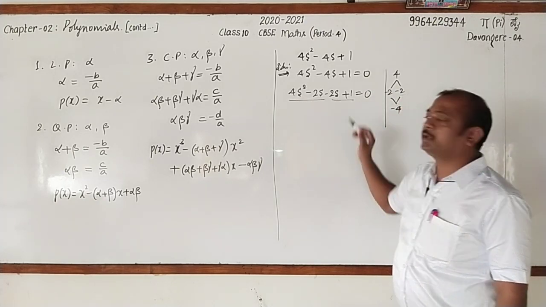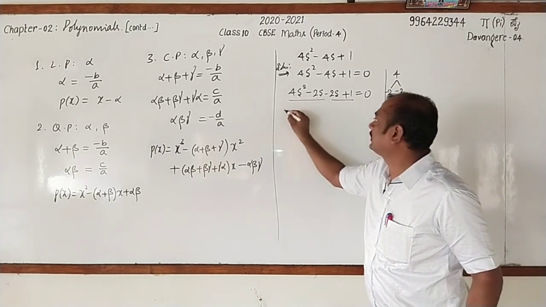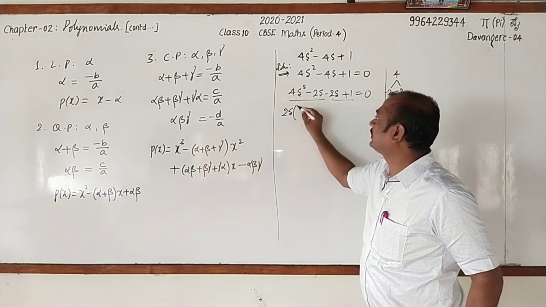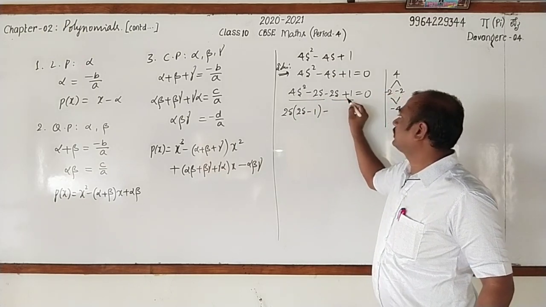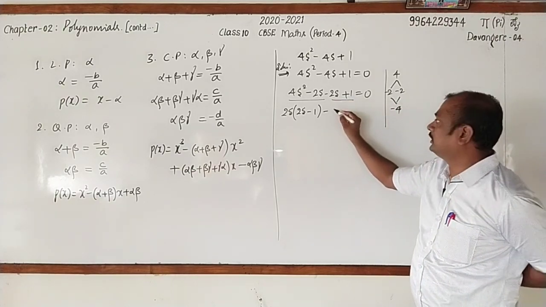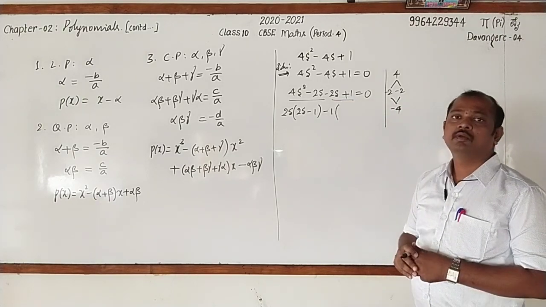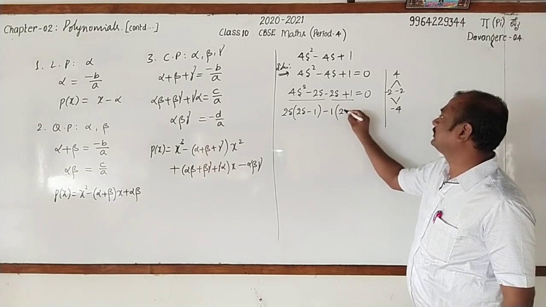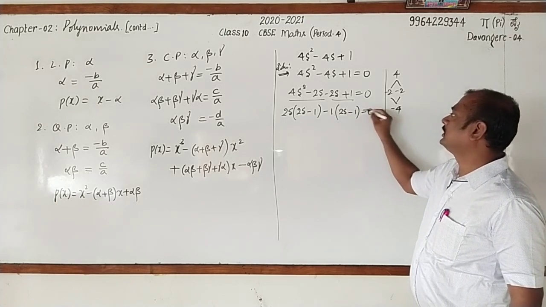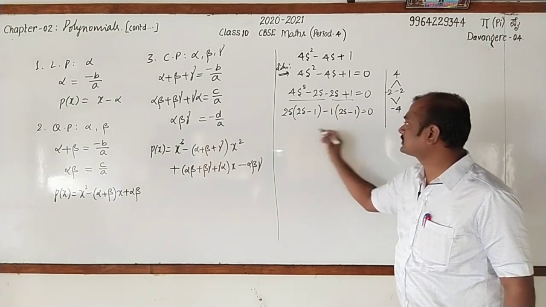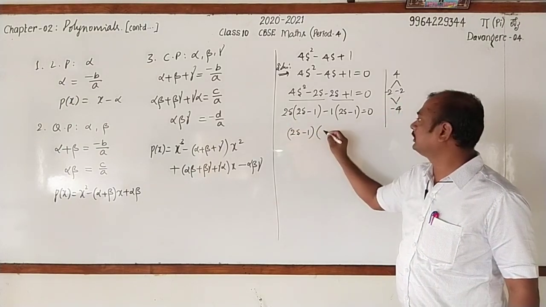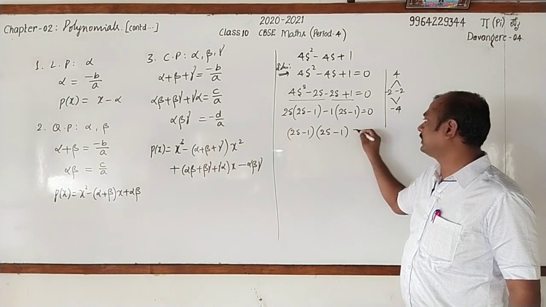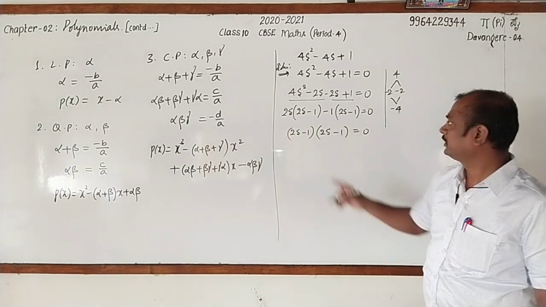Let us go for grouping by taking two factors. Here 2s is common factor. The remaining 2s minus 1. Here no term is common factor except 1. Hence I go for taking 1 as common factor. Then this is 2s minus 1. It is equal to 0. In the whole statement, 2s minus 1 is common factor, remaining 2s minus 1 equal to 0.